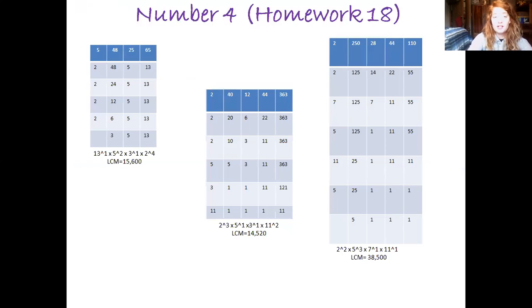And now we have all prime factors. So that would give you 13 to the first, times 5 to the second, times 3 to the first, times 2 to the fourth. And your least common multiple will end up equaling 15,600. And you do these the exact same way. It's all very simple once you get the hang of it.